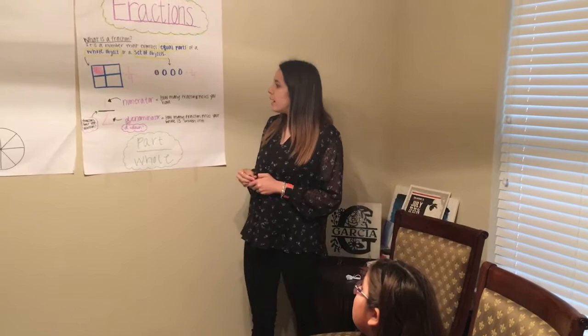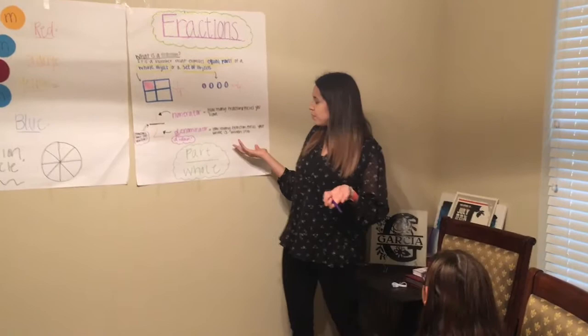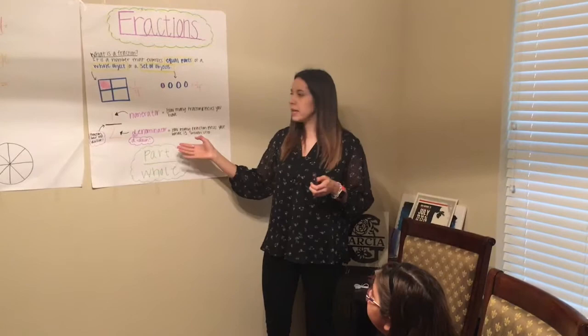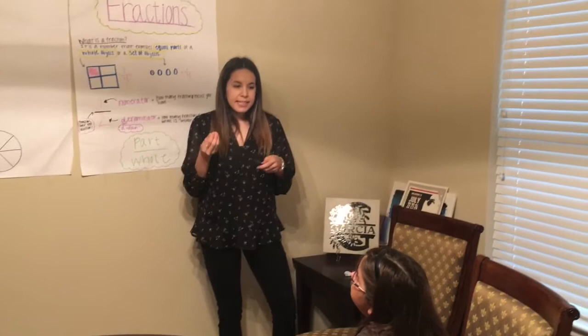So and this little bar right here, it represents division, right? Because yes, you're dividing it and all the pieces that you have. Fraction is basically dividing. Exactly. So it could represent a part over a whole. And just remember, an easy way to remember denominator is the D, so it's down, it's the number below the bar, right? Mm-hmm.